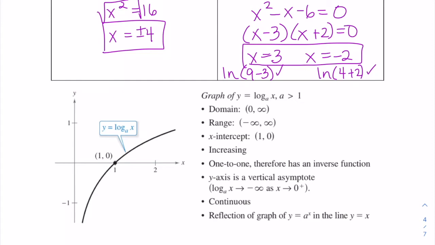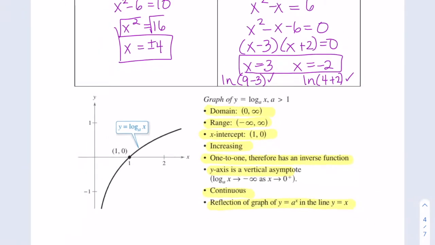Now let's go back to the graphs. So we know that the natural log, or the logarithm I should say in general, is going to have a domain of 0 to infinity, a range of negative infinity to infinity, an x-intercept of 1, 0, it's increasing, it's 1 to 1, right? Its inverse is the exponential function. The y-axis is the vertical asymptote. It's also continuous, right? And it is a reflection on that line y equals x. So let's look at some transformations.